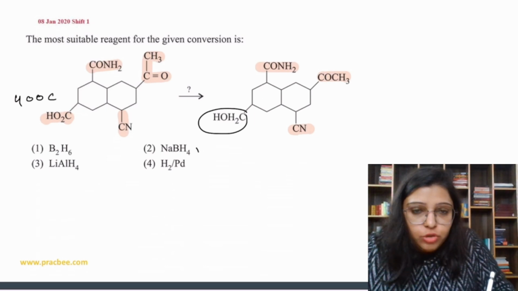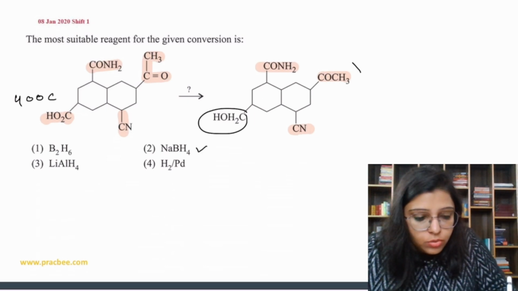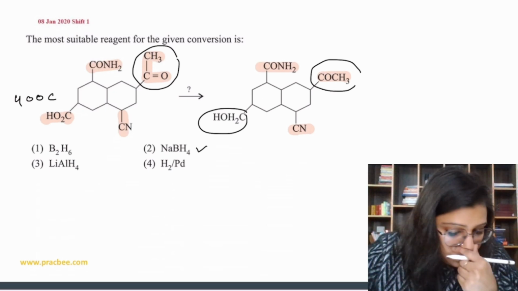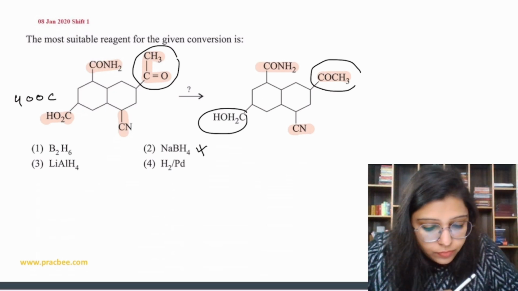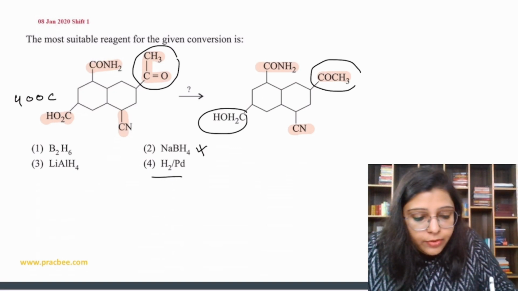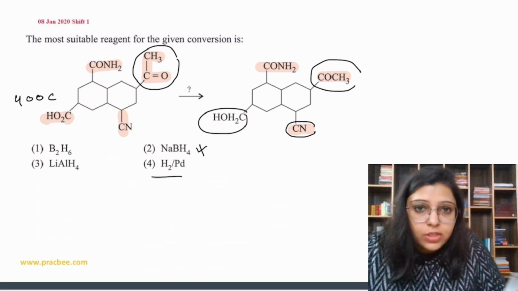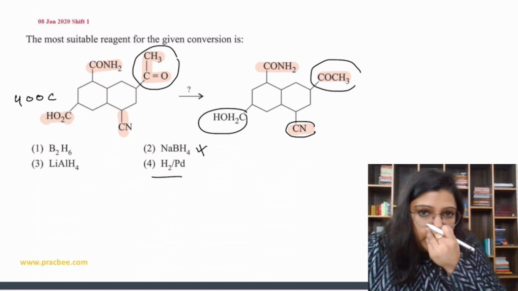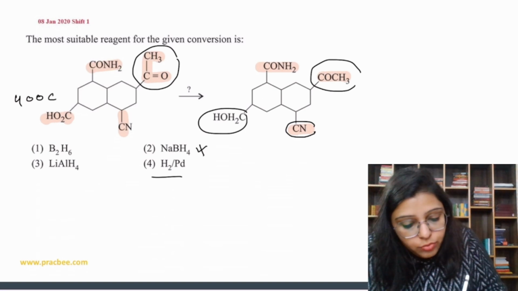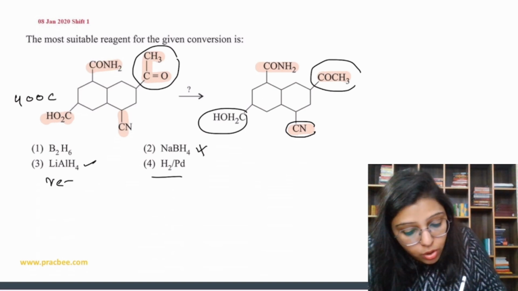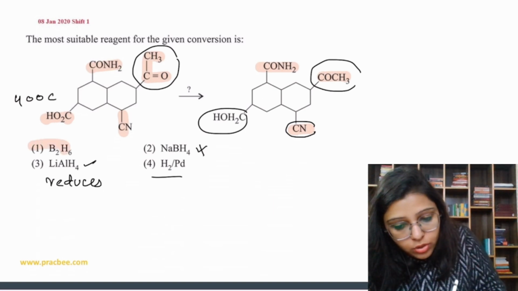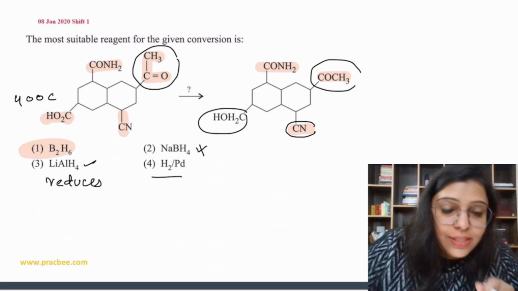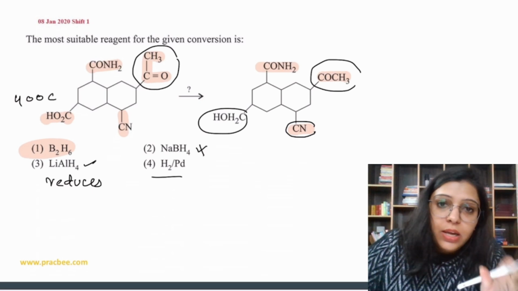If we use NaBH4, then it is going to reduce this group. Here we should be having alcohol. So this cannot be it. H2 palladium can reduce cyanide to CH2NH2, and CONH2 also to CH2NH2 amines. LiAlH4 reduces all. So the last option is going to be B2H6. B2H6 can reduce carboxylic acid to alcohol.